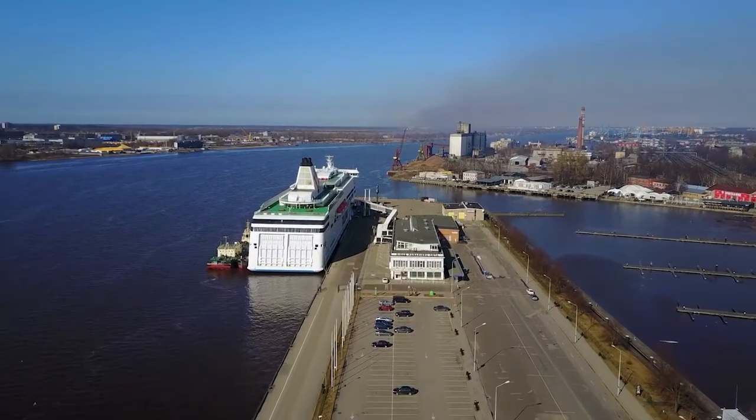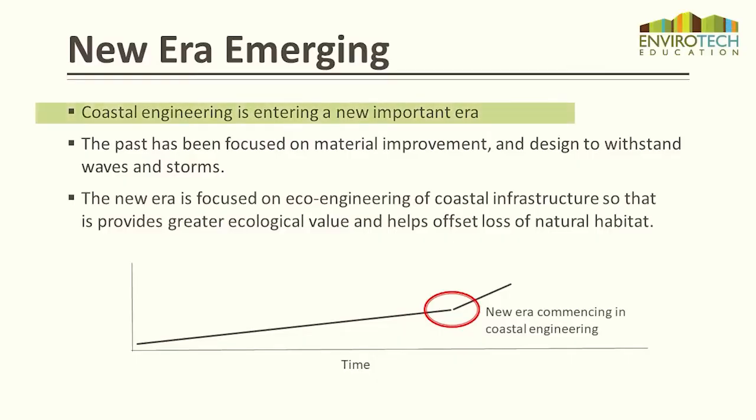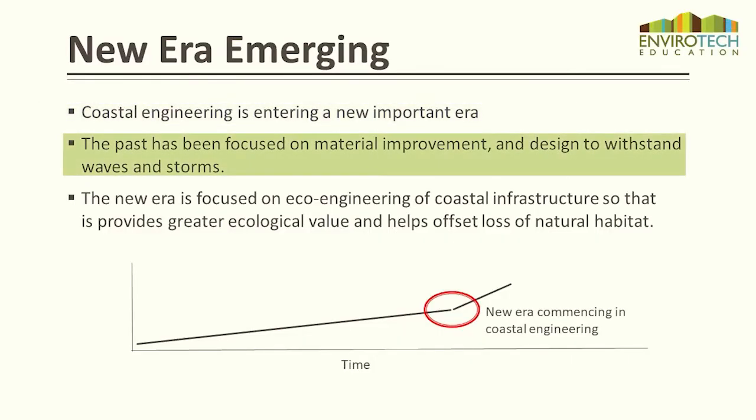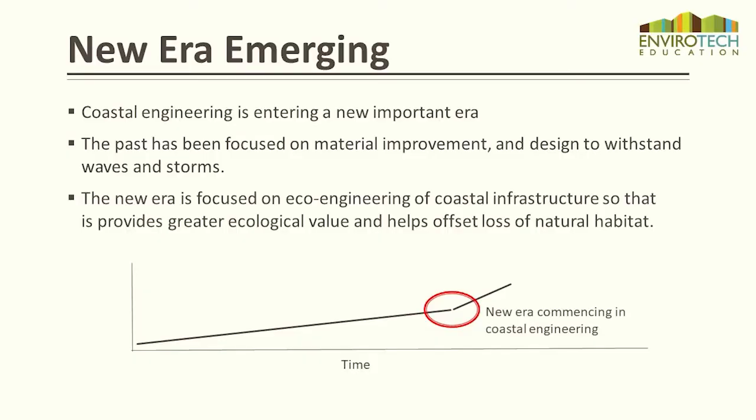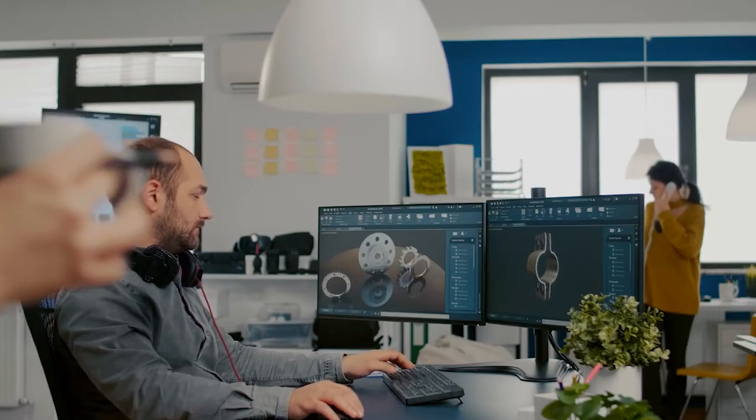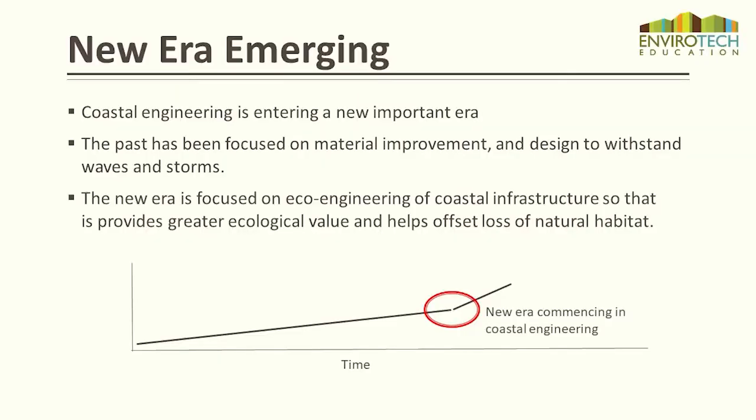We've got a new era emerging, which I've started to touch on. Coastal engineering is entering a new important era. The past has been focused on material improvement and design to withstand waves and storms. So we've been getting better with computer programs and modeling, designing structures to withstand storms, using less material, using cheaper materials. That's been the focus. There's been very little on aesthetics and eco-engineering. That little red circle in the graph, this is my own theory at least. We're seeing the trend now where we're thinking about how do we design for nature, not just design for engineering specs.